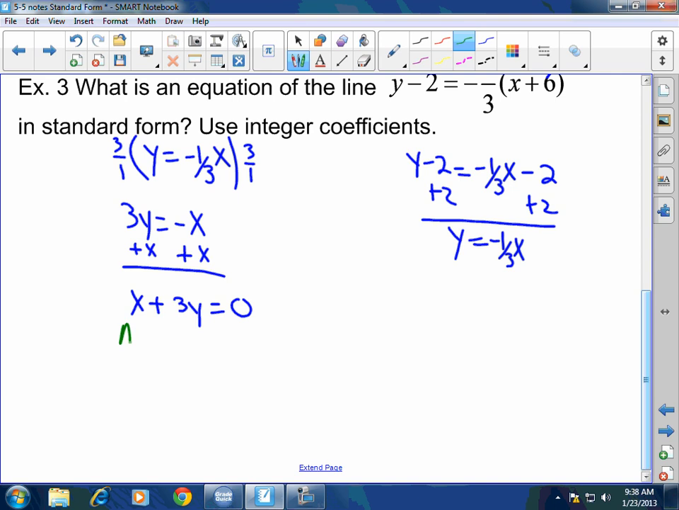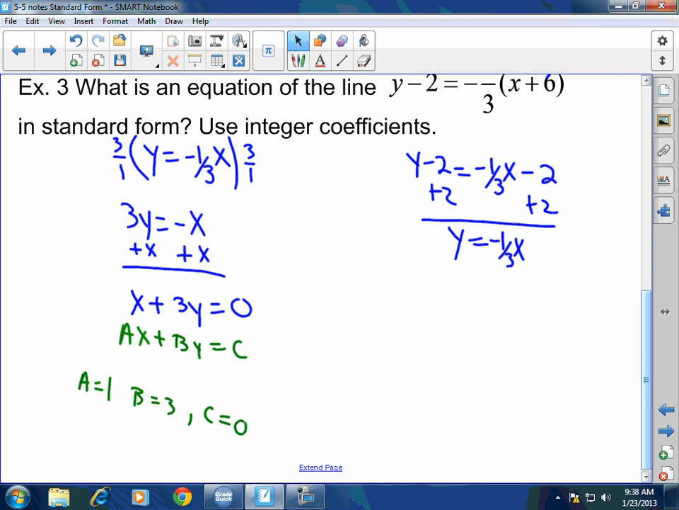This is ax plus by equals c. In this case, the a is 1. That's the invisible coefficient of x. The b is 3, the coefficient of y. And the constant c is 0.